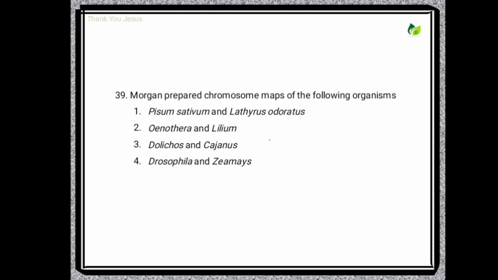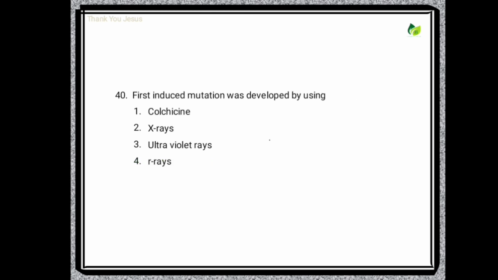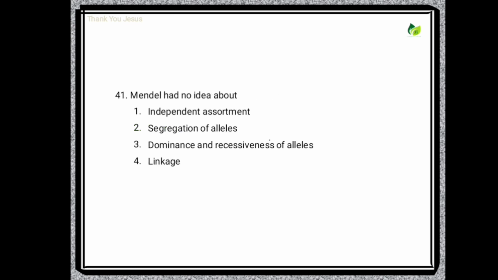Morgan prepared chromosome maps of the following organisms. Options are Pisum sativum, Lathyrus odoratus, Oenothera and Linum, Dolichos and Cajanus, Drosophila and Zea mays. The correct answer is Drosophila and Zea mays. Let's see the next question. The first induced mutation was developed by using. Options are colchicine, X-rays, ultraviolet rays, gamma rays. The correct answer is X-rays. Okay, so let's see the next question. Mendel had no idea about. Options are independent assortment, segregation of alleles, dominance and recessiveness of alleles, linkage.